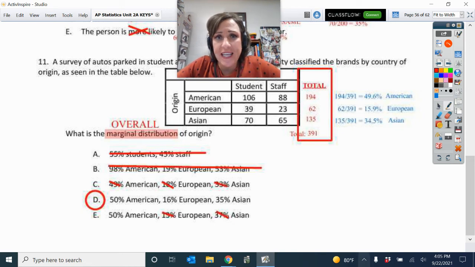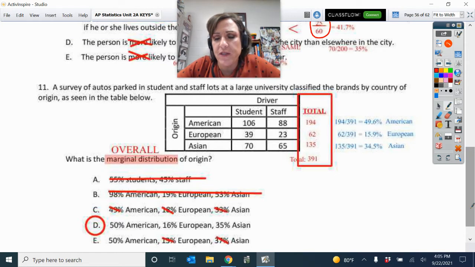All right, we're going to do numbers 11 through 15 on this little video, this portion of the review. So here on number 11, we are asked about the marginal distribution. And we've talked about marginal being in the margins. That's the overall rate at which, in this case, origin of car is happening. So the overall rate of American cars, overall rate of European cars, and overall rate of Asian cars.